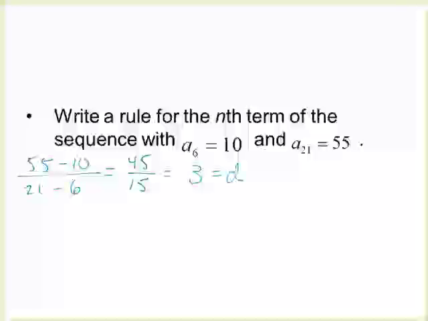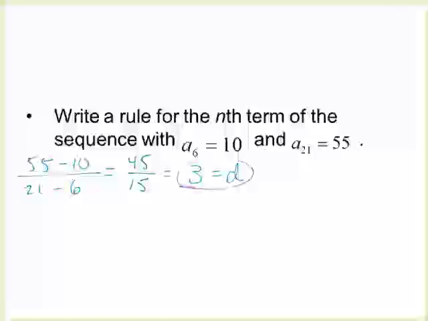So what we need to figure out is what did we add each time to get from a 6th term of 10 to a 21st term of 55. So we subtract the values of the terms and then divide by how far apart they are in line, and that gives us the difference that was added each time.